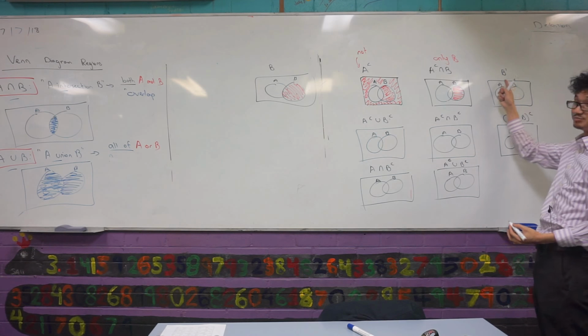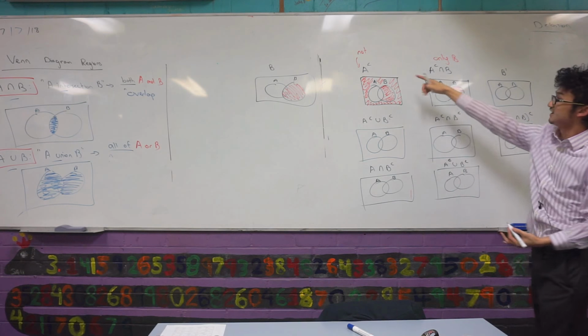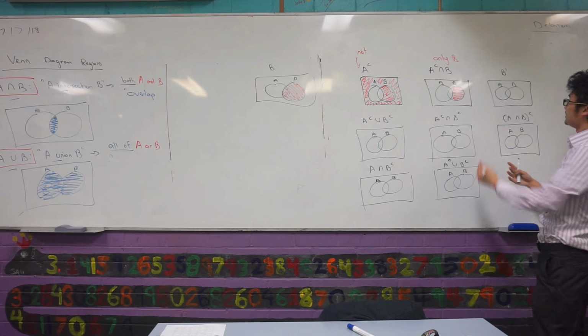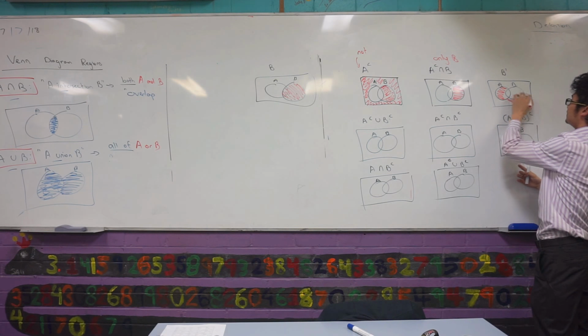What about this one here, B complement? Remember, complement, we can use a few different notations. We can say that's a C there, or we can use a dash. Or B complement, that's everything that's not B. So I just shade in everything that's not B, and that outside part is shaded as well.